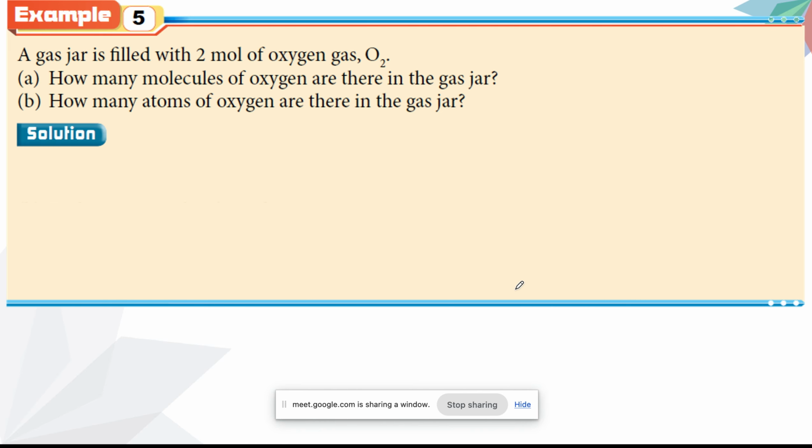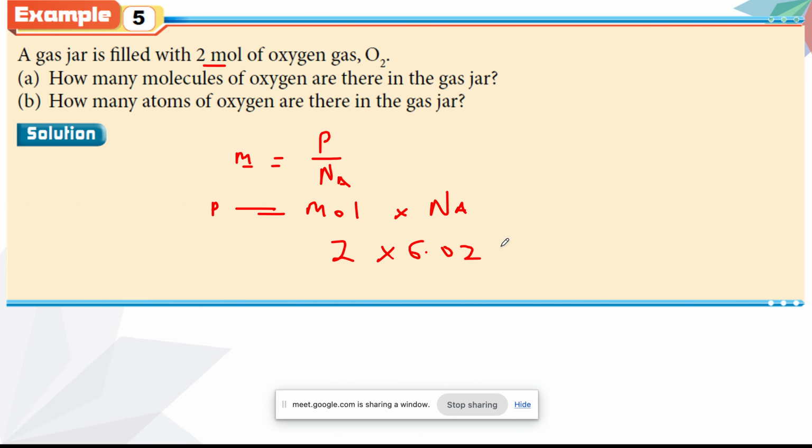We're going to break this into 2 or 3 segments. So after the particles, we stop here, and then we'll move on to the next one. Now, let's say a gas jar is filled with 2 moles of oxygen gas. So they've given us the mole. How many molecules of oxygen are there in the gas jar? Remember, molecule is the same as particle, right? So remember that mole is equal to particle over Avogadro.